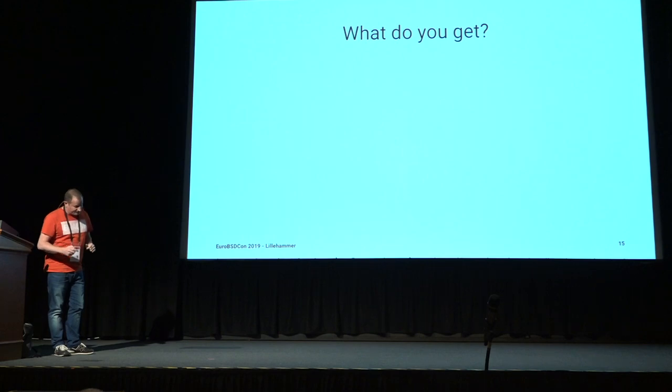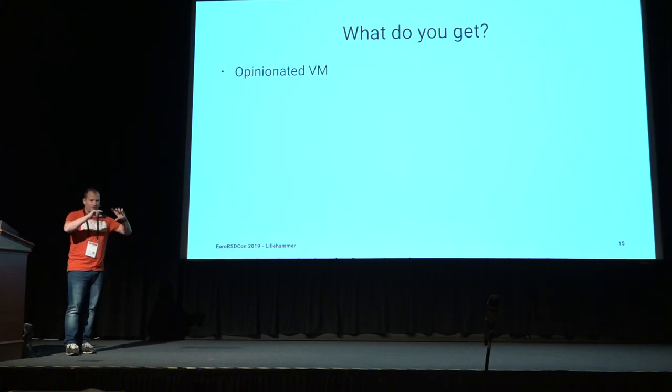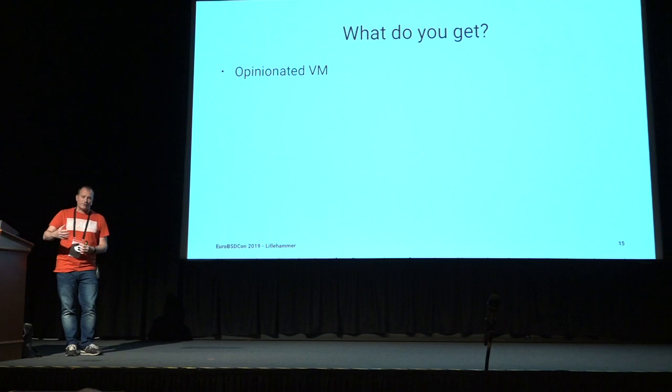So what do you get? You get an opinionated VM. If you've been on the website, that's what you see. You get an opinionated VM. So initially, that meant I decide the install sets. I pre-configure a couple of things. And it's running OpenBSD VM on OpenBSD. I'm not going to give you a Linux VM or anything else. It's an OpenBSD VM. Now, with 6.6 coming and sysupgrade, I'm going to let go of the install sets.